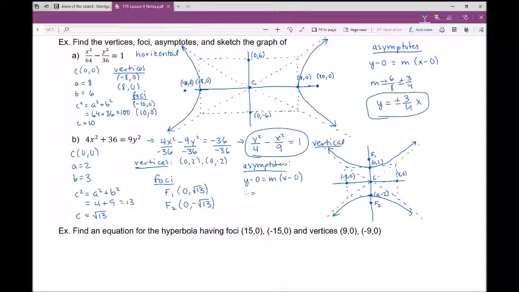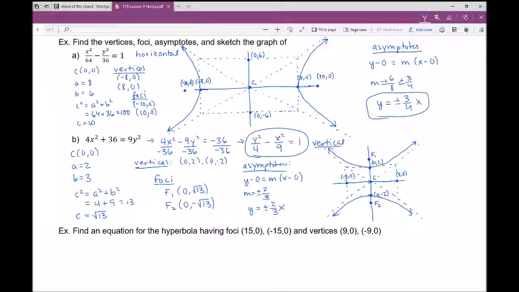So all we need to do is figure out the slope. And to do that, again, just think about rise over run. So from the center to the corner of the box, we go up 2 and over 3. So our slope is plus or minus 2/3. And so our asymptotes are y is equal to plus or minus 2/3 times x. And that's all there is to it.